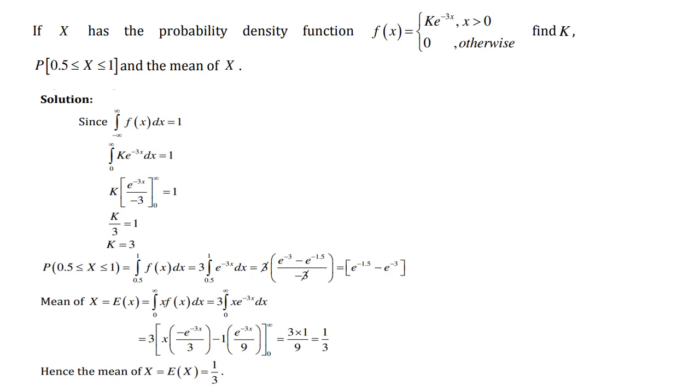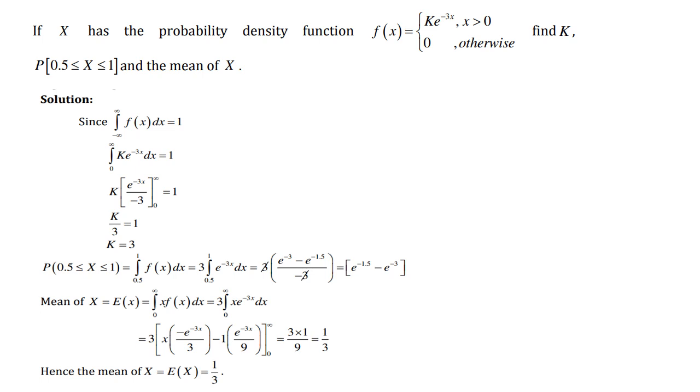Now to find the probability of 0.5 less than or equal to x less than or equal to 1, we have to apply the lower limit as 0.5 and the upper limit of 1 on f of x dx. So it is going to be equal to 3 times the integral from 0.5 to 1 of e to the power of minus 3x dx. If we integrate this, we will be getting the value for this probability as e to the power of minus 1.5 minus e to the power of minus 3.